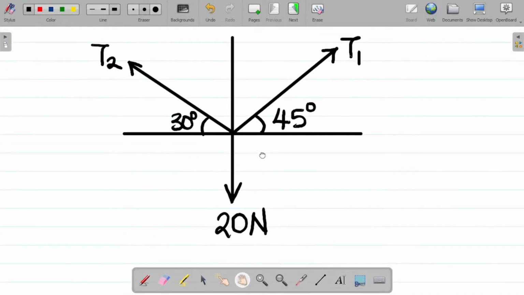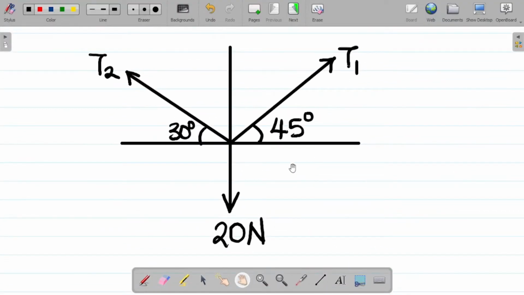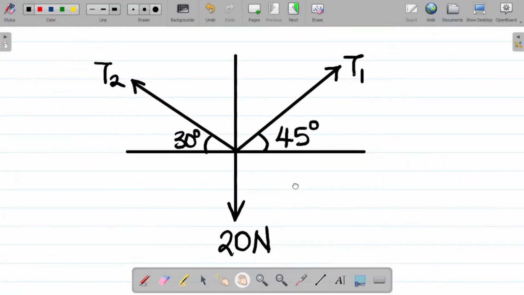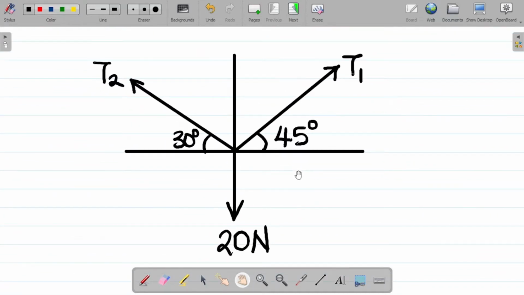You're asked to find the value of T1 and T2. So how do you solve this? It's as easy as this: for this question, we'll have to resolve each of the tensions into horizontal and vertical components. We discussed the resolution of forces into horizontal and vertical components in our previous class. I'll leave a link to that video, where I explained how you can resolve vectors into vertical and horizontal components, in the video description or the pinned comment. So check the pinned comment or video description, and you'll see a link to that video.